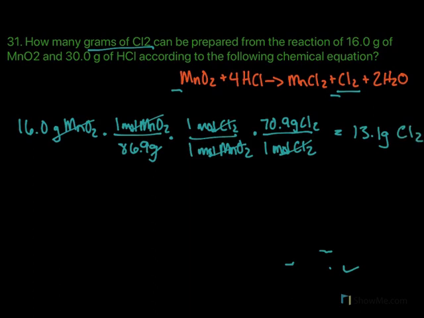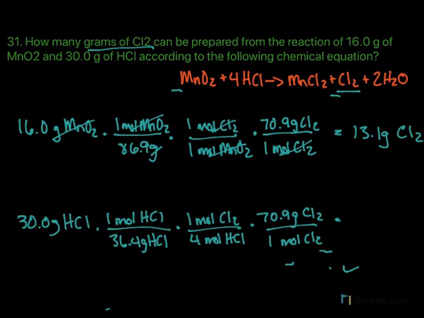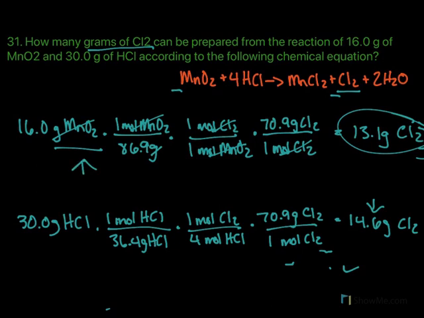So we'll just do the exact same thing with the other one. And that will give us 14.6 grams of Cl2. So what does that mean? What's our answer? So how many grams of Cl2 can be prepared? Well, really, we can only make this much because once this reactant runs out, we can't make any more. So we can't actually make this much because we don't have enough of this reactant. So our answer will be 13 point, well, on the test it's 0, but close enough.